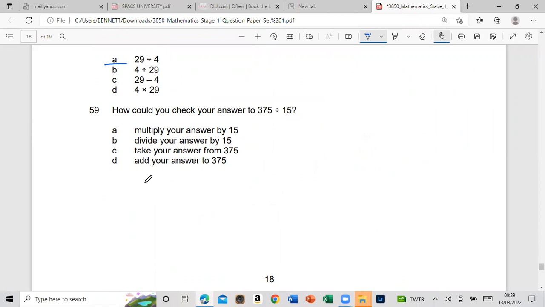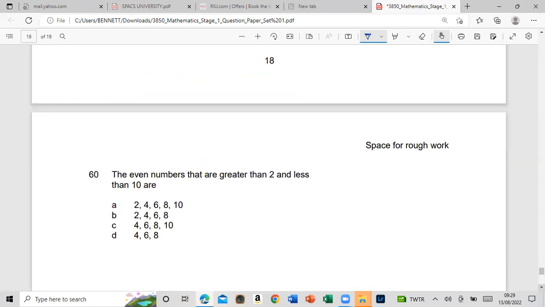How could you check your answer to 375 divided by 15? So you divide 375 by 15, you get the answer. How can you know if the answer is right? You multiply. Very good. You multiply the answer by 15. You're supposed to get back that. One is the inverse of the other. Very good.